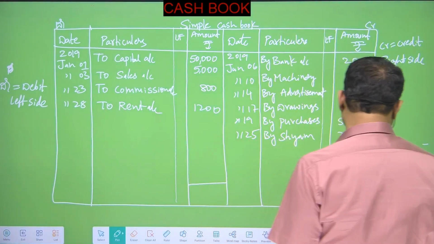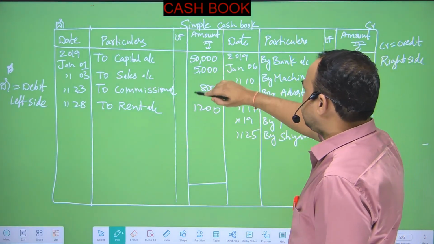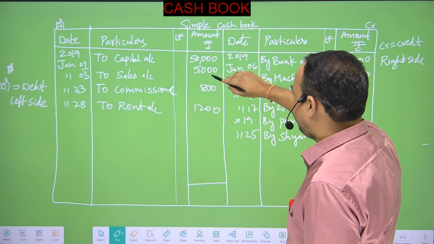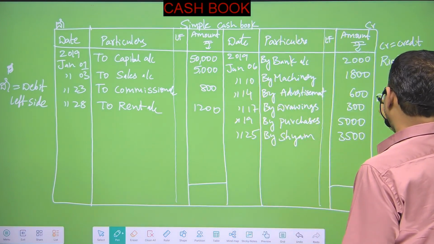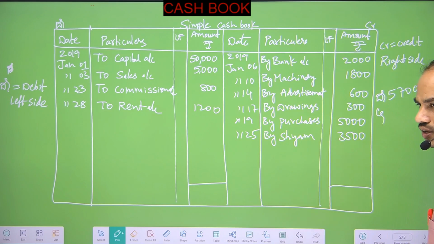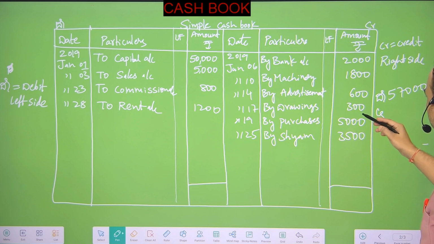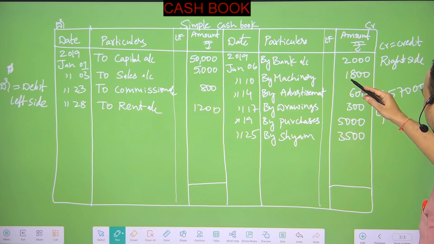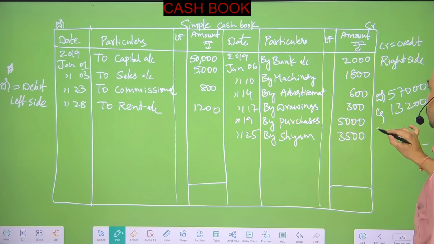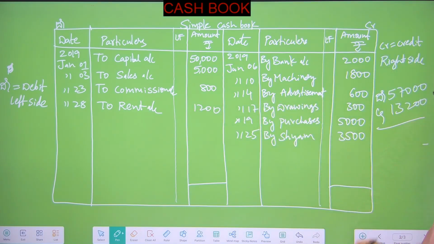Now do the total, beta. Debit side total. What is the debit side total? 50 plus 5, 55. 55 plus 2, 57. So debit side total is 57,000. And credit side total, see the credit side total: 5,000, 3,000, 8,500, 8,800, 9,400, 10,400, 11,200, 13,200. So debit side total is 57,000 and credit side total is 13,200.